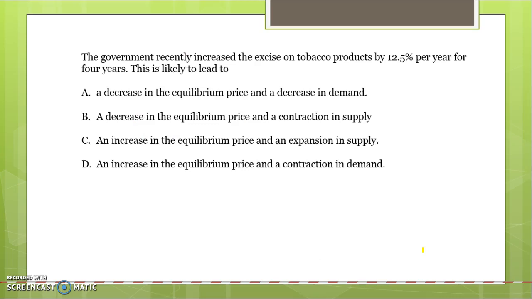The government recently increased the excise on tobacco by 12.5% for the next 4 years. Which impact will it have? Well, we know that excise taxes shift supply. So supply will go here, supply 2, and it will cause an increase in the equilibrium price, so we can get rid of the first 2.